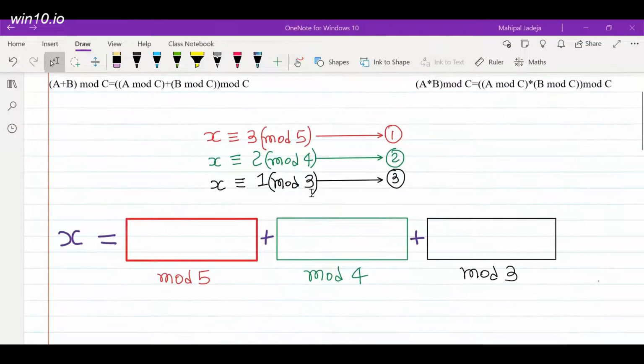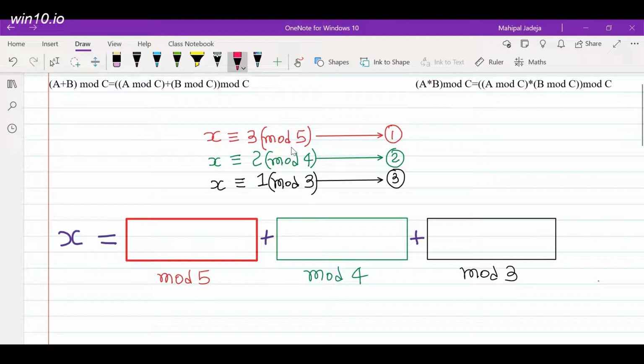So related to each equation, I have created one separate rectangle. For equation 1, I have created this red rectangle. For equation 2, I have created this green rectangle, and for equation 3, I have created this black rectangle. And with respect to each equation, I will write down the corresponding solution within these rectangles, and then finally we will add these solutions in order to get the final solution, which is nothing but the final value of x.